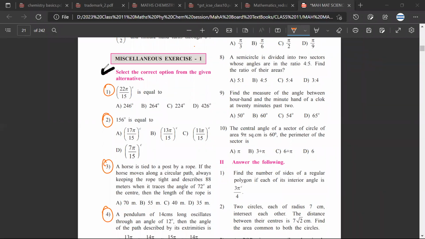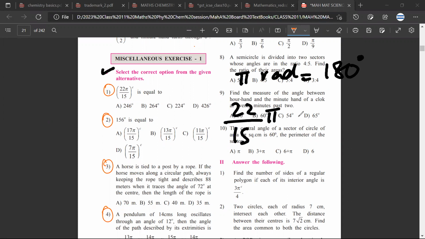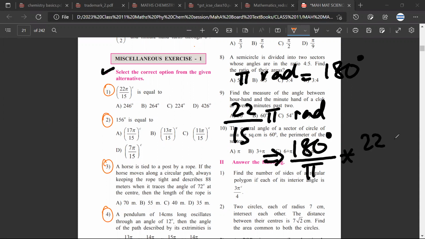So question number 1. 22 upon 15 pi radians. Pi radians is equal to 180 degrees. Therefore, 22 pi upon 15 radians is equal to 180 degrees upon pi into 22 pi upon 15. Pi and pi will cancel.